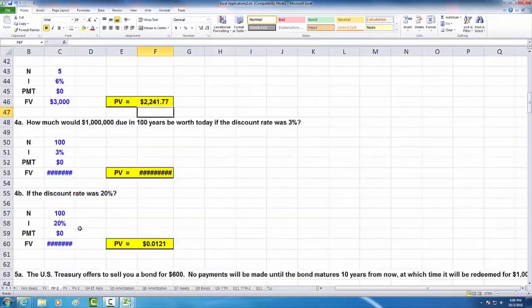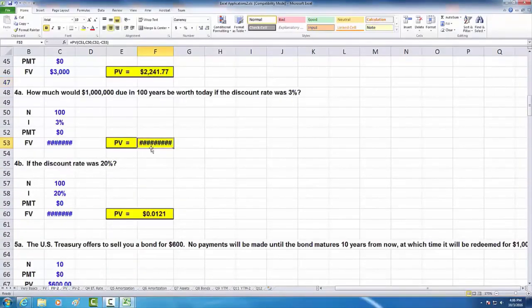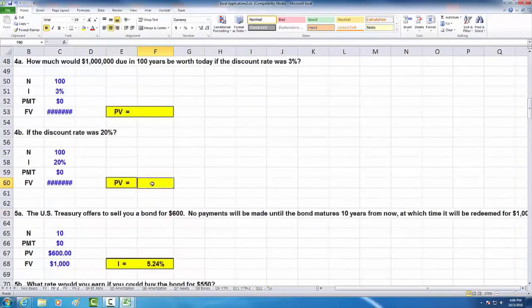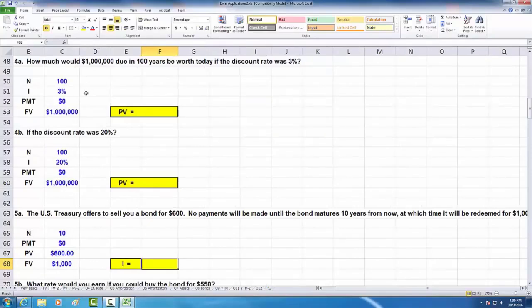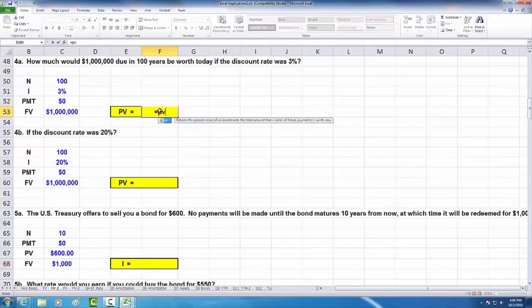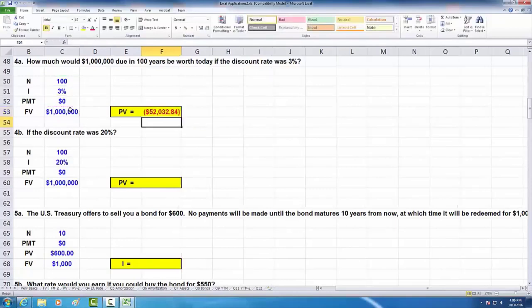Now question 4A and 4B. Let's delete the answers from here. Okay, how much would $1 million due in 100 years be worth today if the discount rate was 3%? So what you need to do is right here, present value, rate is 3% this time, number of periods is 100 years, there's no payment in between, 0, and the future value is $1 million. Okay, hit the enter button, you have the answer.